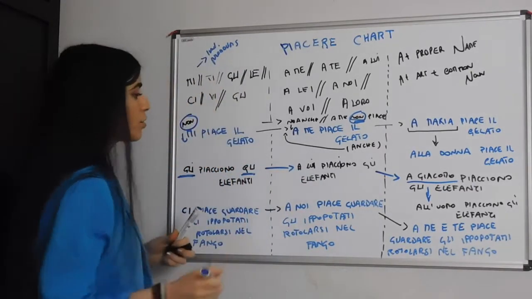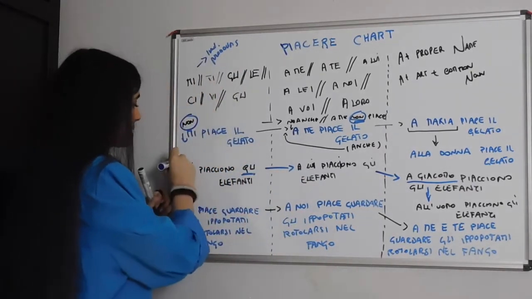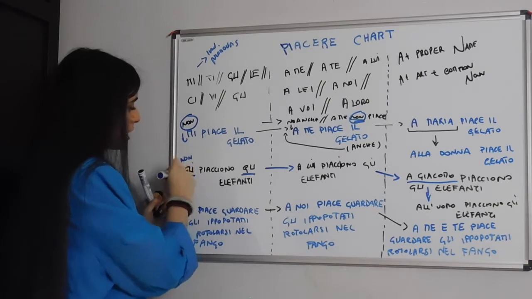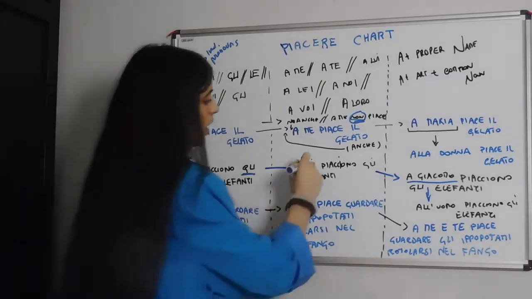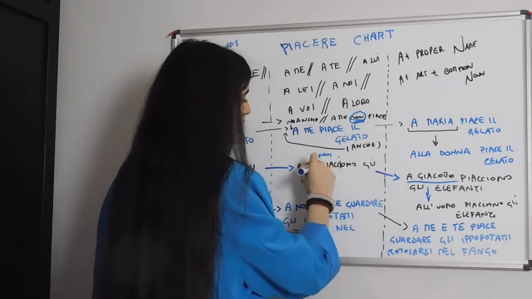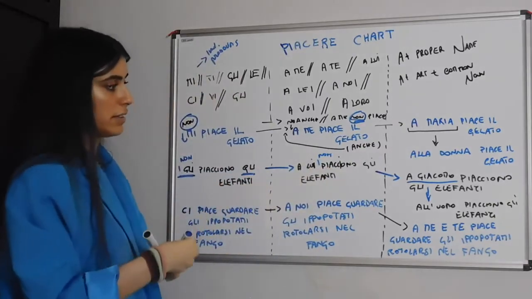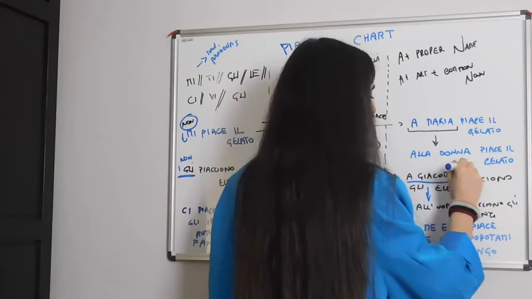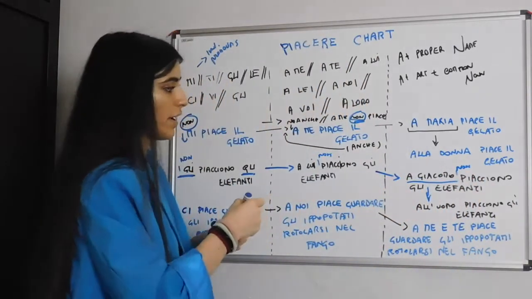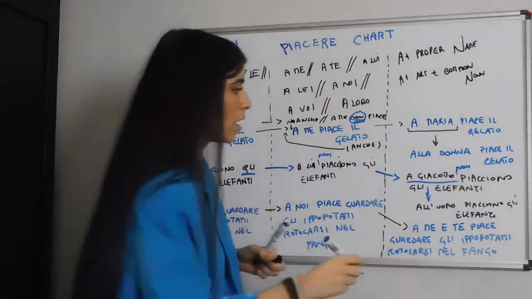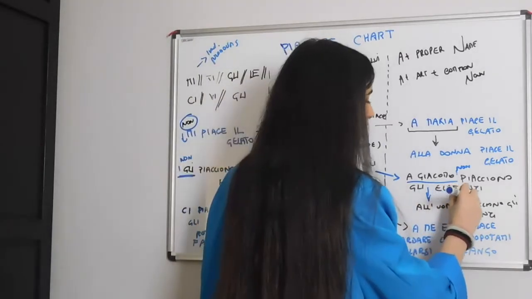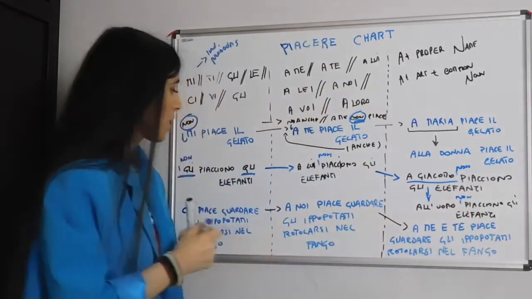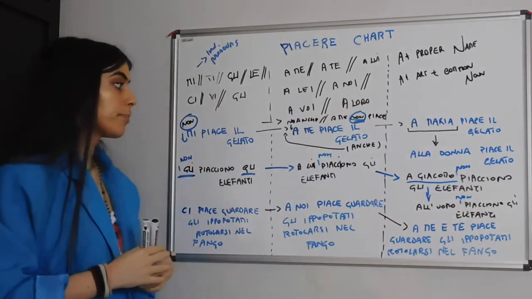Again, if I have to use non, this will become non gli piacciono gli elefanti. A lui non piacciono gli elefanti. A Giacomo non piacciono gli elefanti. All'uomo non piacciono gli elefanti. Okay? So hopefully this is clear.